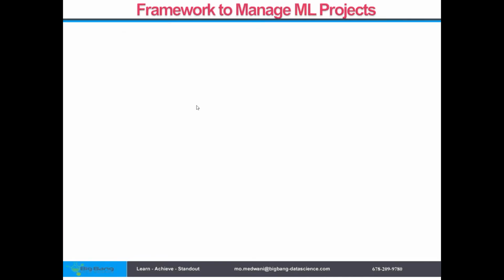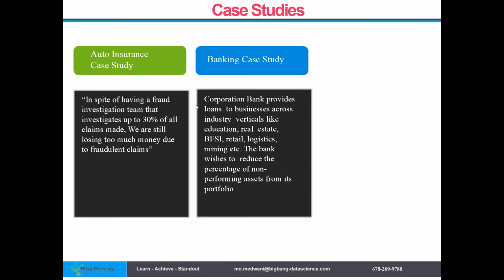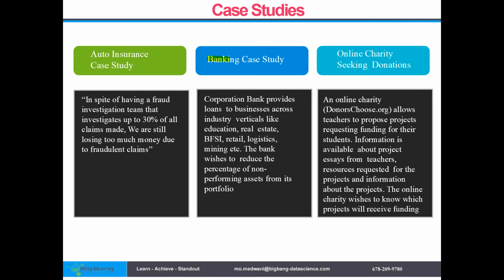So the problem that we will be using in the case study is going to be in a bank. So we are going to be using bank data. Corporation Bank provides loans to businesses across industry verticals like education, real estate, retail, logistics, mining, etc. The bank wishes to reduce the percentage of non-performing assets from its portfolio. That is the business problem.